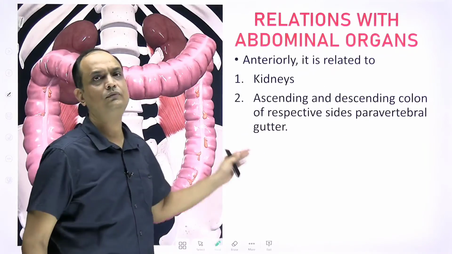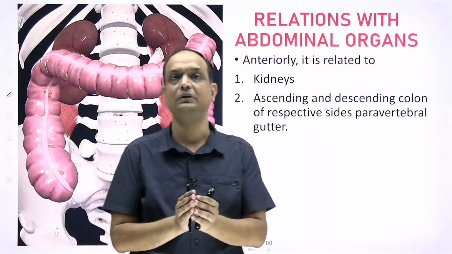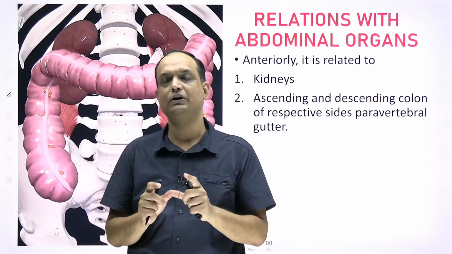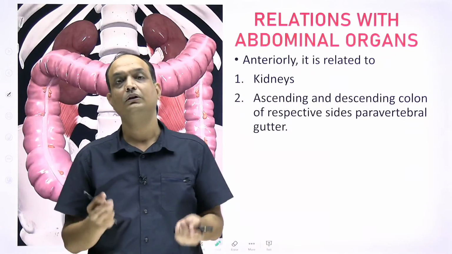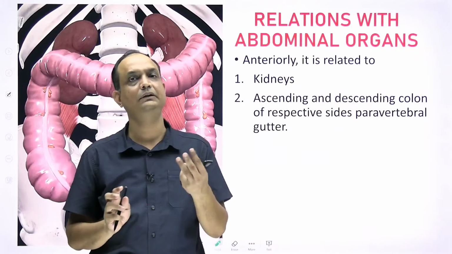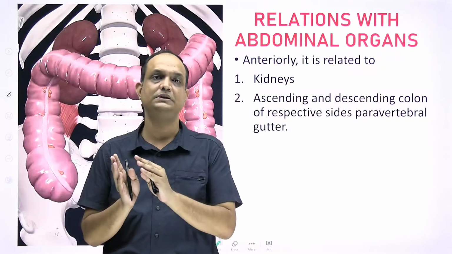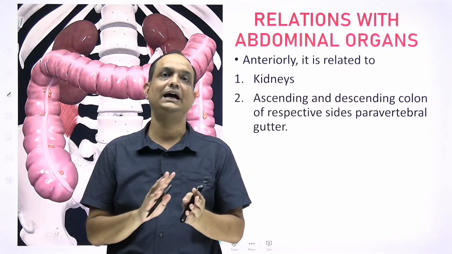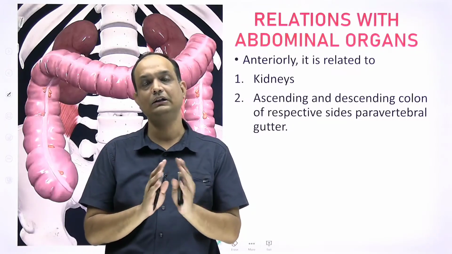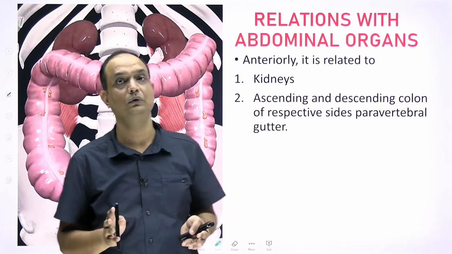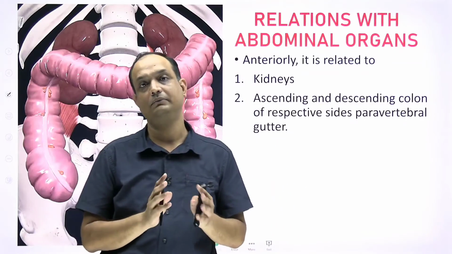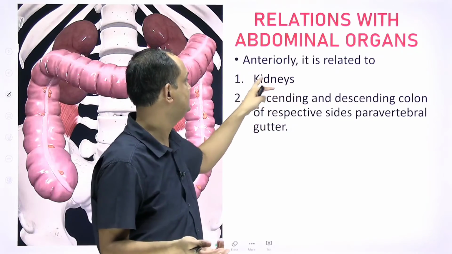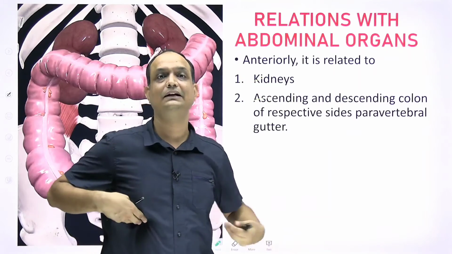Now, there is one important relation of the quadratus lumborum muscle. Whenever you are reading the kidneys, again this is a question for your exam. On the posterior surface of the kidney, you always have three muscles from medial to lateral: psoas major, quadratus lumborum and transversus abdominis. Again I will say that when you are reading the kidneys or the ascending and descending colon, you always use the word paravertebral gutter. So this muscle is anteriorly related to the kidneys and ascending colon on the right side and descending colon on the left side.